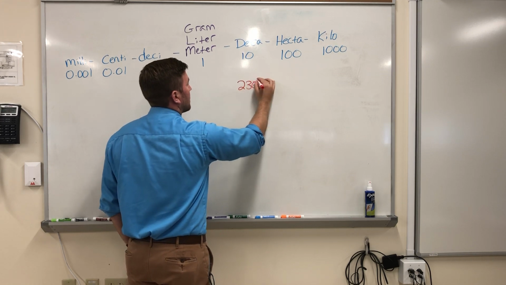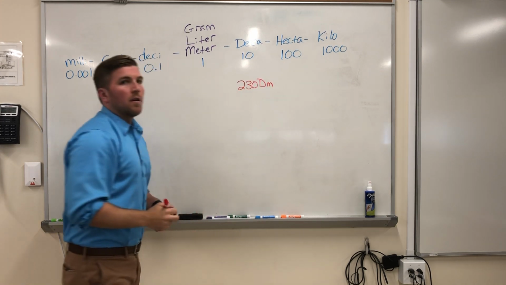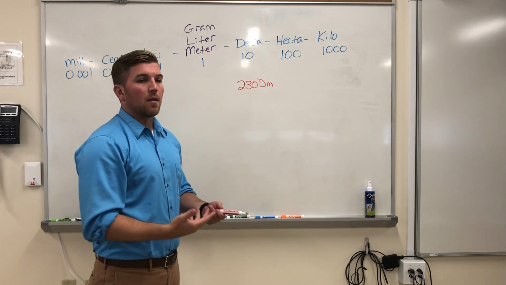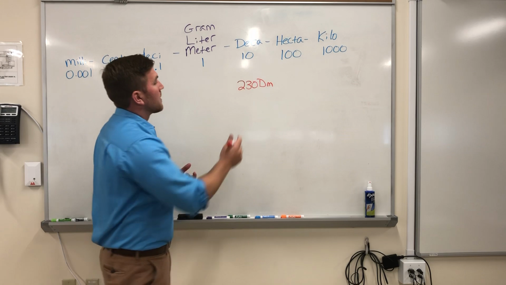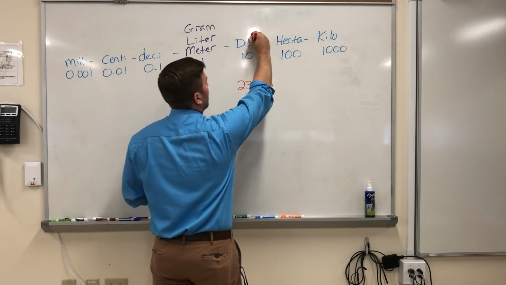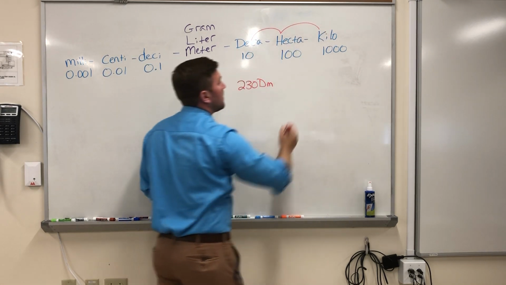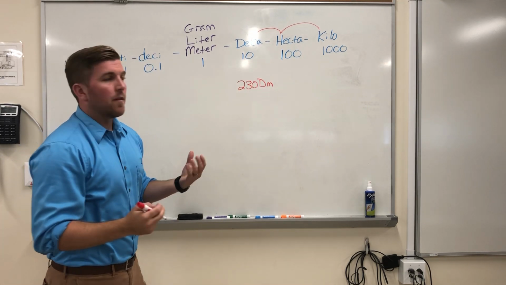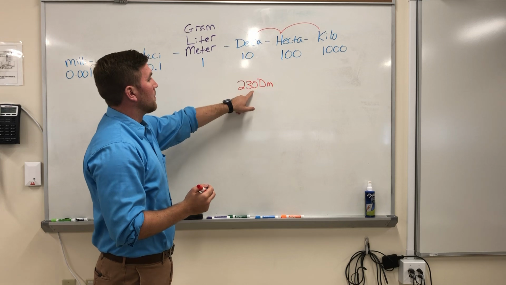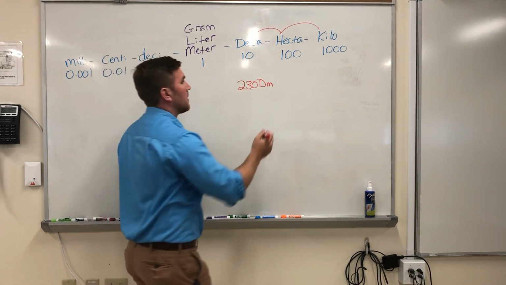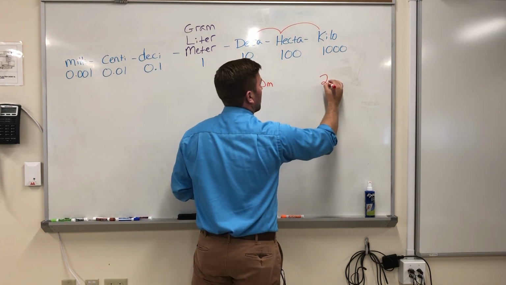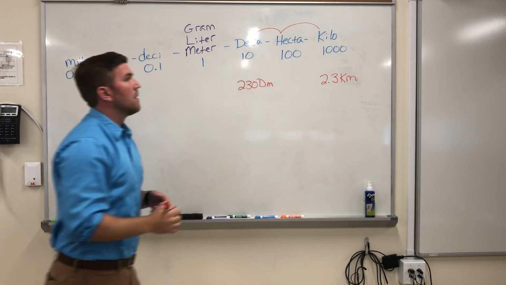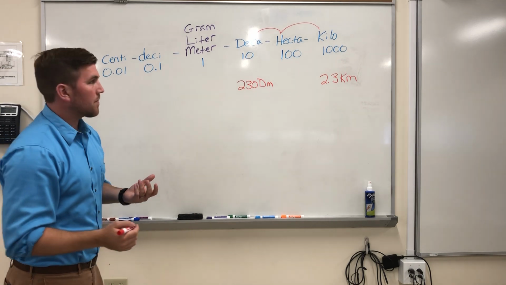So for an example, if I were to have 230 decameters, and I wanted to convert that to a different unit, perhaps I want to know how many kilometers that is, I simply find deca, I count over, I move 2 spaces to the right along the continuum, and then the decimal point in this number will move 2 spaces in the opposite direction to the left. So that I would have 2.3 kilometers as my final answer.